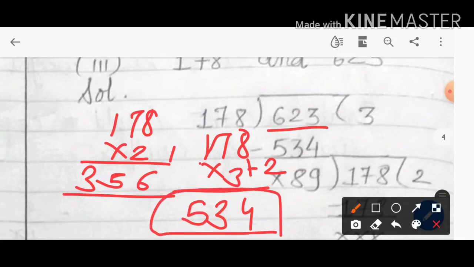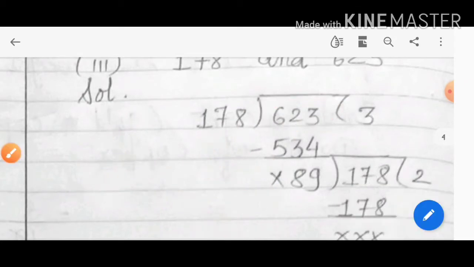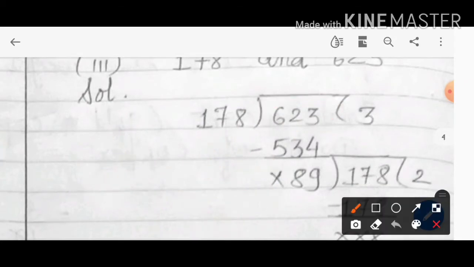If we take 178 into 4 times, it will be greater than 623. So we have to take only till 3 times. So 178 into 3 is equal to 534. Now minus this. So we'll take from here 13 minus 4, 9.